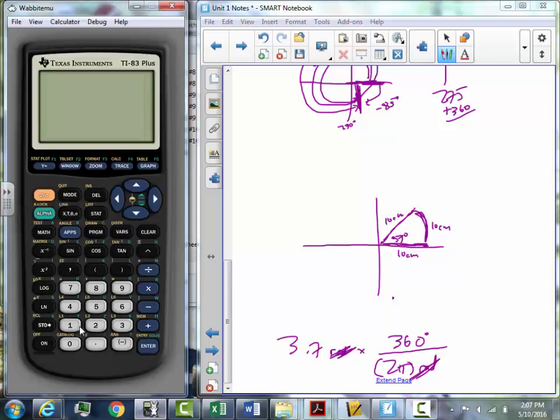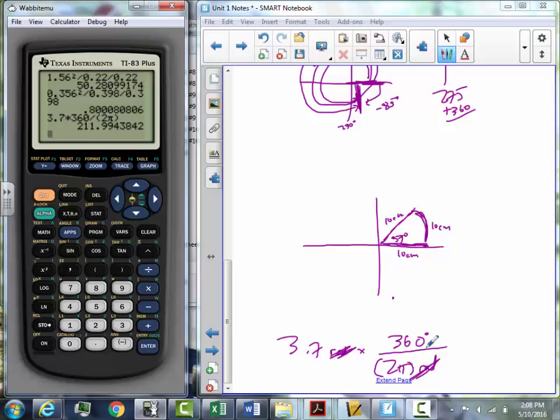So it would look like 3.7 times 360 divided by bracket 2 pi. Where's pi? Found it. Right beside the 8. Oh, I did 2.7. Just kidding.